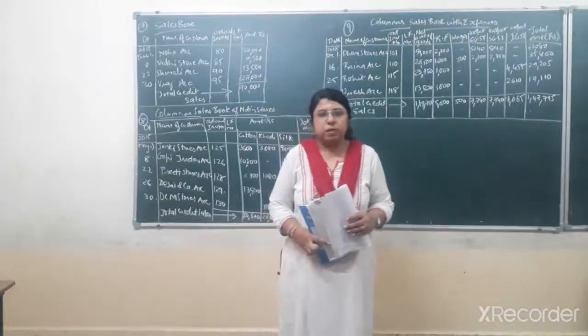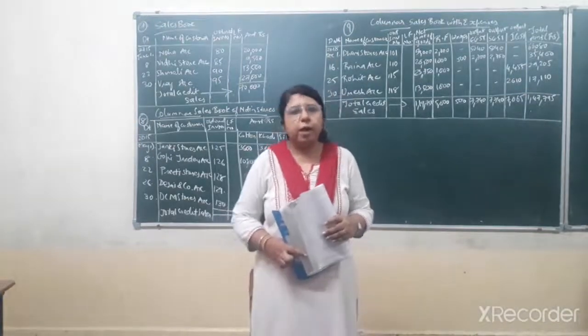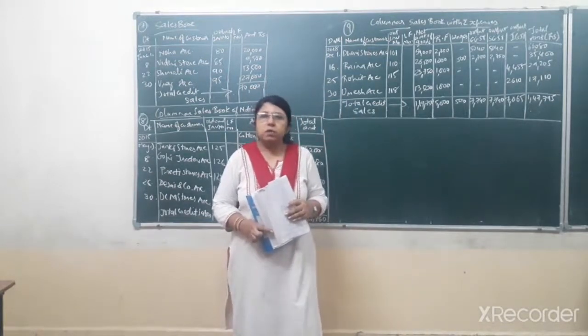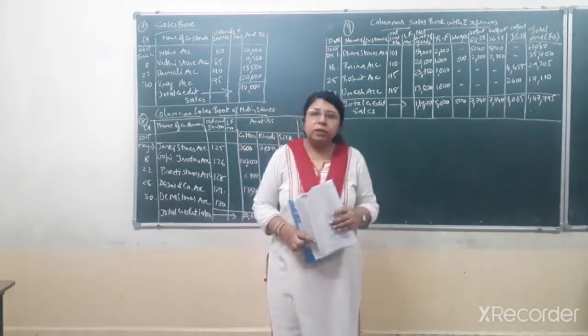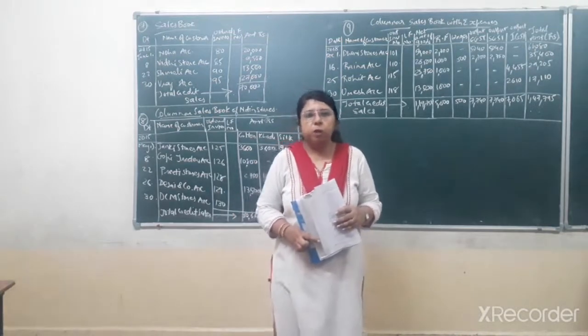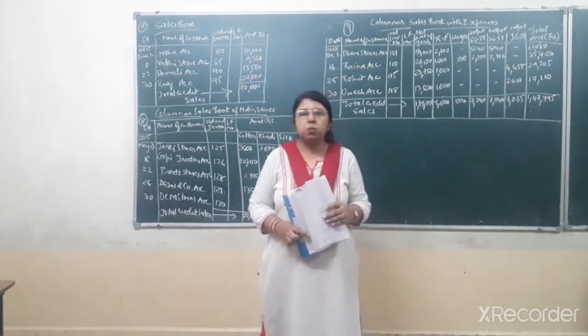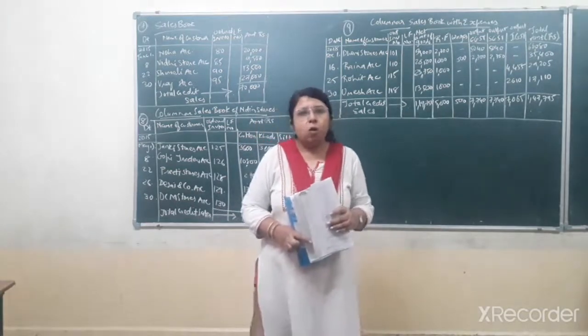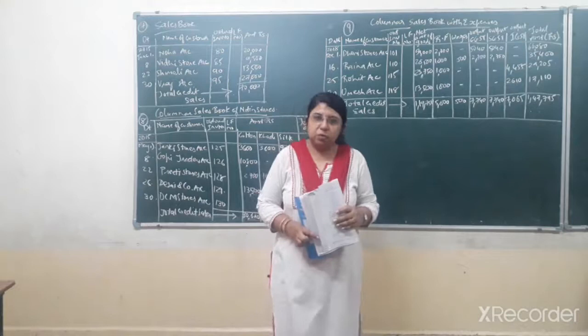Hello and welcome students. In the last video lecture, I explained the first type of goods subsidiary books, that is purchase book. In that we studied three different types of purchase book, that is simple purchase book, columnar purchase book with different types of goods, and columnar purchase book with expense column.